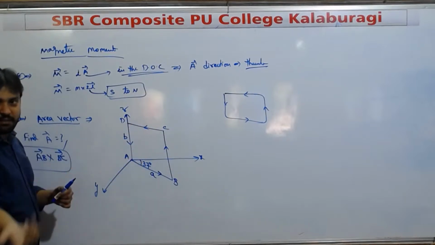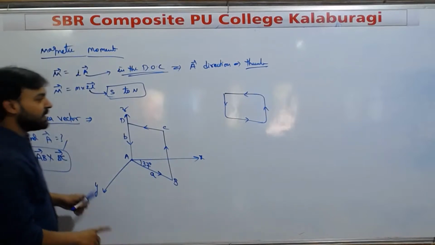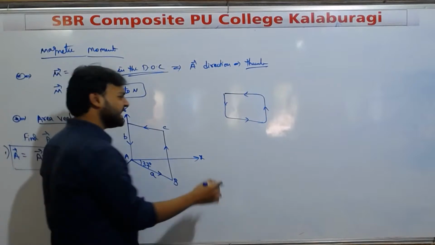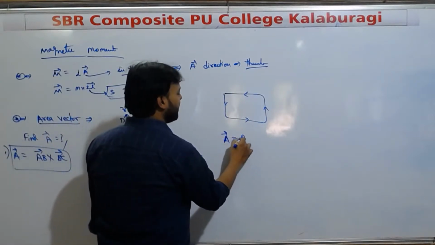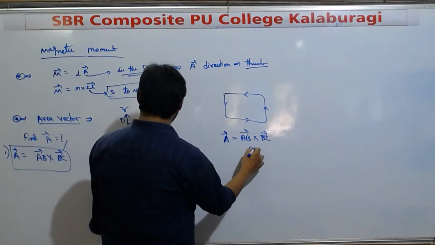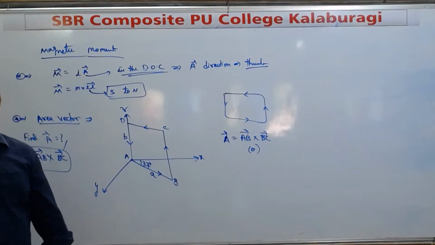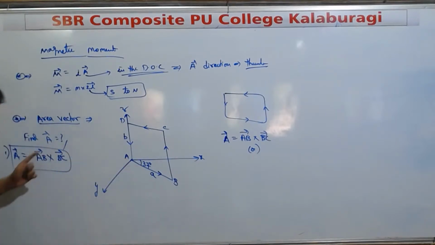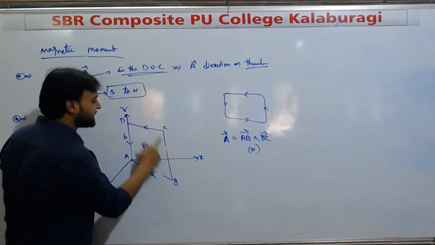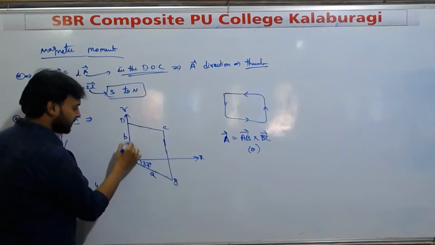Then we will get the thumb direction. That is what I have: A B bar cross B C bar. For example, in mechanics, if they didn't give the current direction, then what can you write? You can write anything. You can write A B bar cross B C bar, in the case where the direction of the current is not there. If the direction of the current is there, then definitely you have to write this.